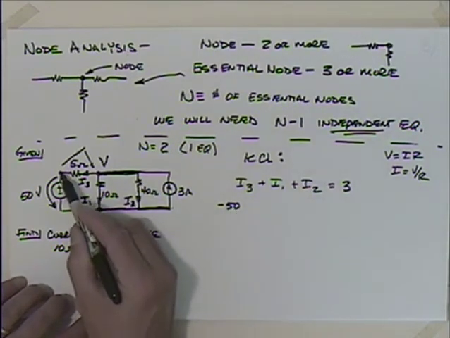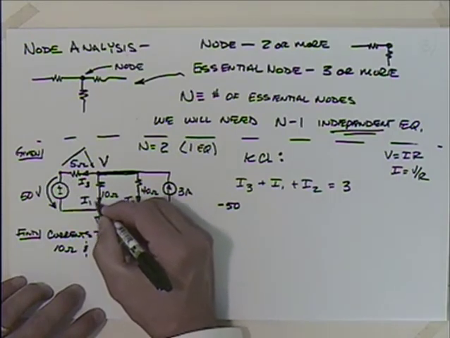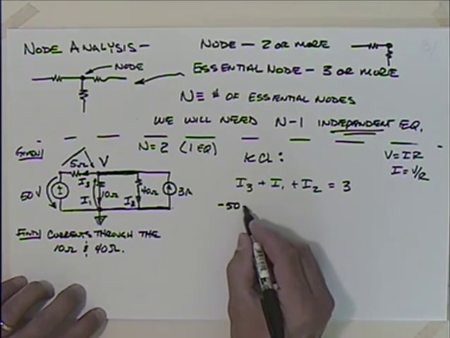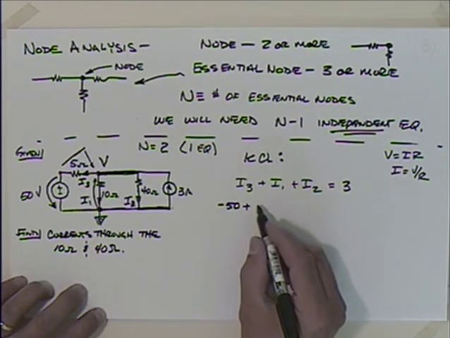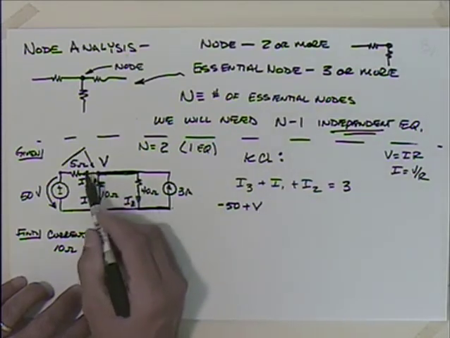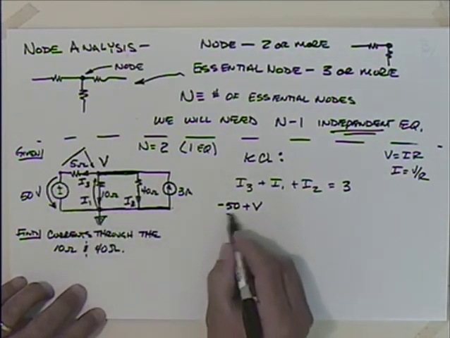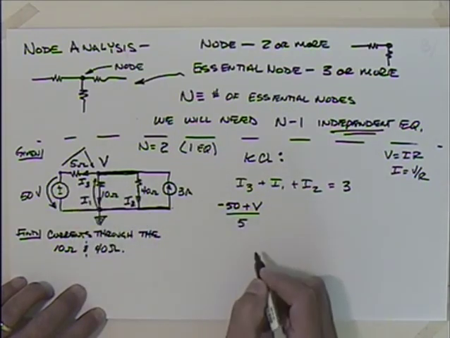Is that right? From there to there is minus 50. And then back up here, from here up to there, by definition, is V. So I could say minus 50 plus V. Is that right? From there to there would be minus 50 plus V divided by, what's our resistance? 5 ohms.